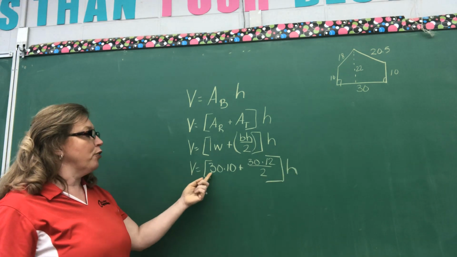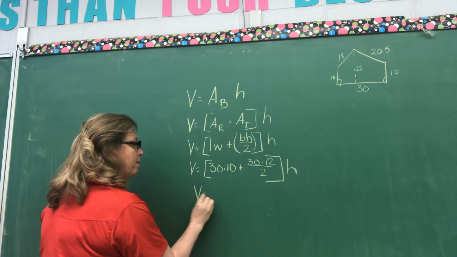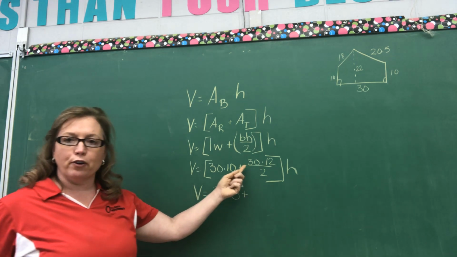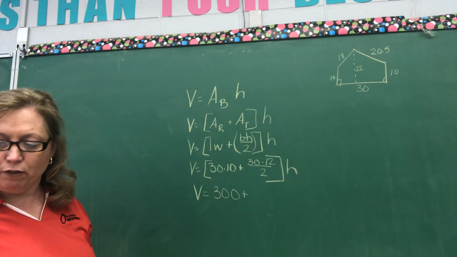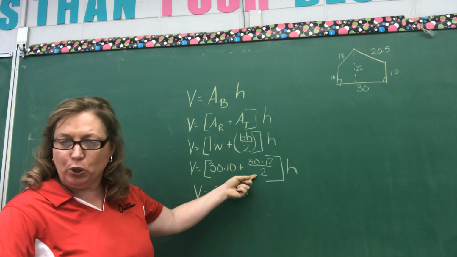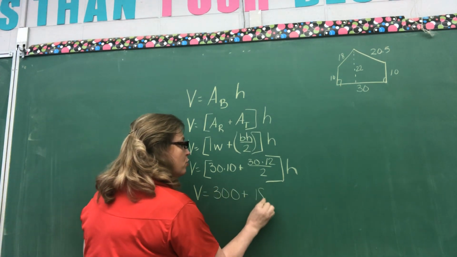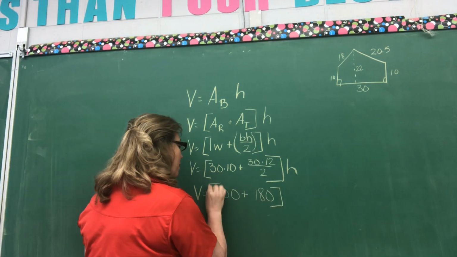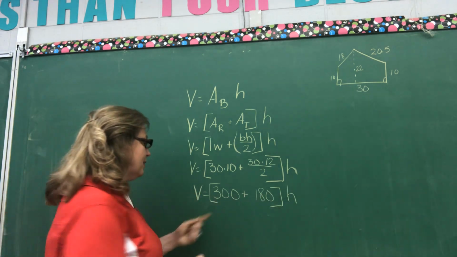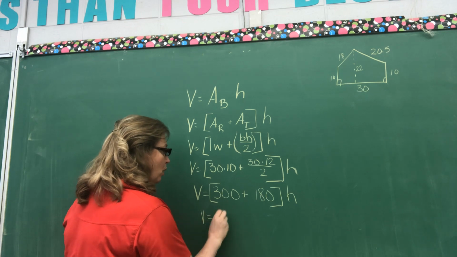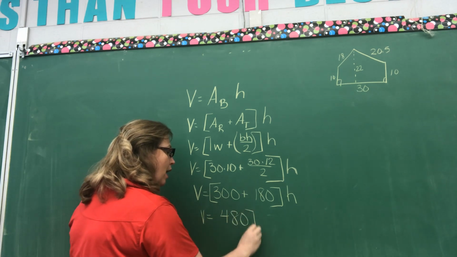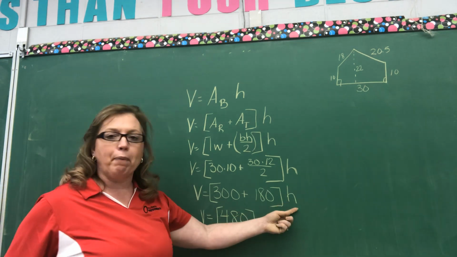Okay? Now, 30 times 10 is 300. Then I'm going to say 30 times 12, which is going to be 360, but then I have to divide that by 2, so it's going to be 180. And again, this is still inside my brackets. And then I'm going to multiply by my height. Add this together. This is my total area, 480. Now, I am ready to multiply by my height.